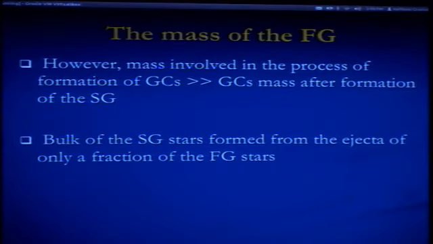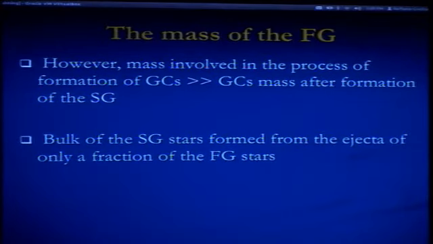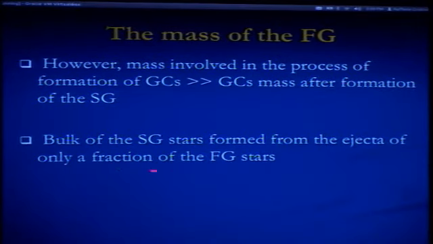Okay, but this is only after the formation of the second generation. But we know that the mass involved in the process of the formation of the globular cluster must be much larger than the mass of the globular cluster after the formation of the second generation. We know this because otherwise we cannot reproduce their chemical composition. Okay? The bulk of the second generation stars formed from the ejecta of only a fraction of the first generation stars.